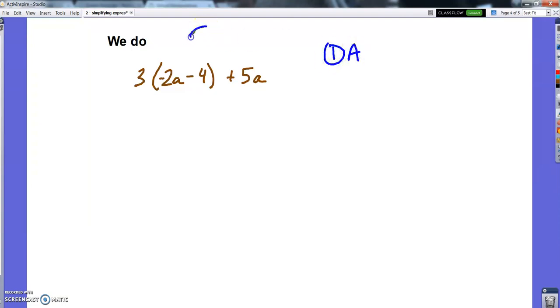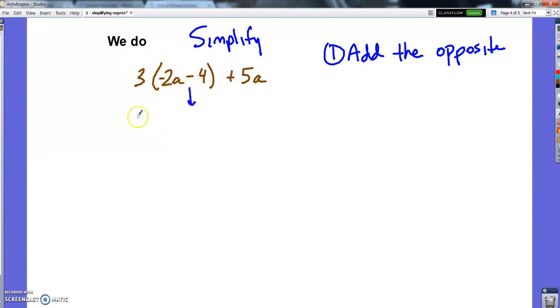So first step, we're going to simplify that. I didn't write simplify. So we're going to add the opposite first. This is always a good start. That way you don't accidentally make that mistake. So I only have one subtraction here. And everything else stays the same. 3 times negative 2a plus negative 4, plus 5a.